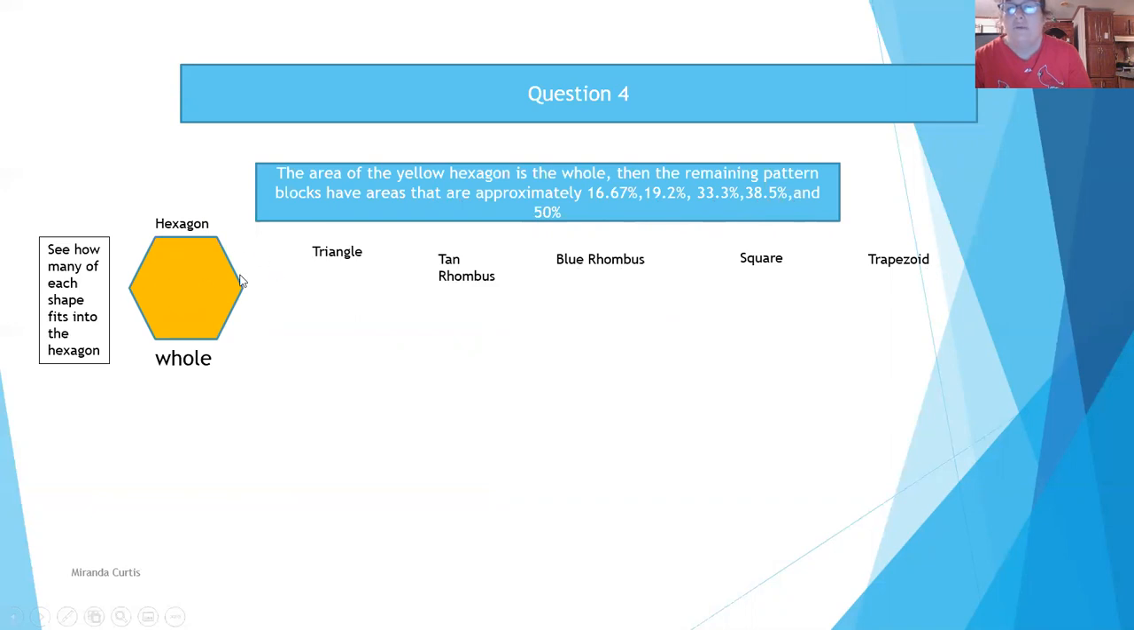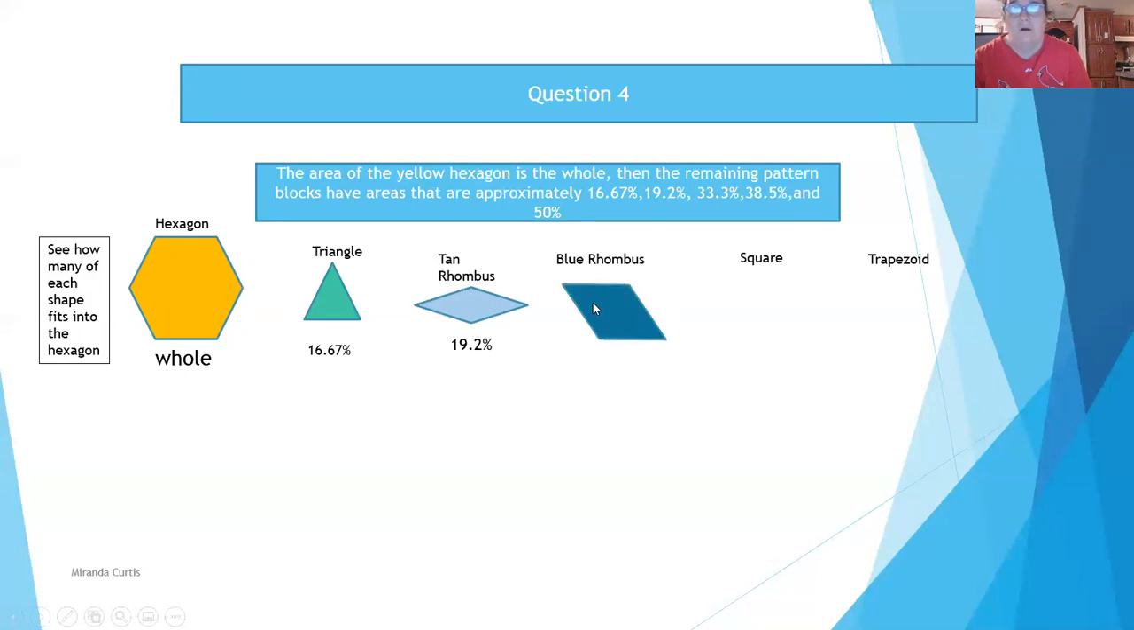So our hexagon represents the whole. Triangles. I could see you put a triangle there, so its percentage was 16.67%, because that's not going to go in there perfectly. Then we have a tan rhombus, which is tannish blue, and its percentage was 19.6. If you try to put that in there, you're going to have one going here, here, maybe here. It's not going to fit because it's long like that.